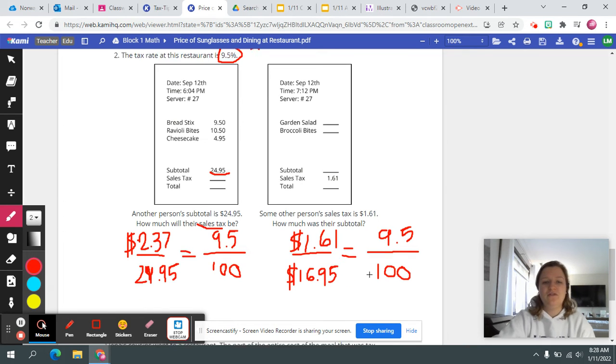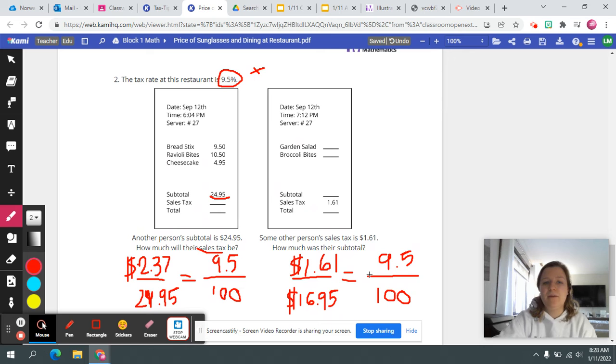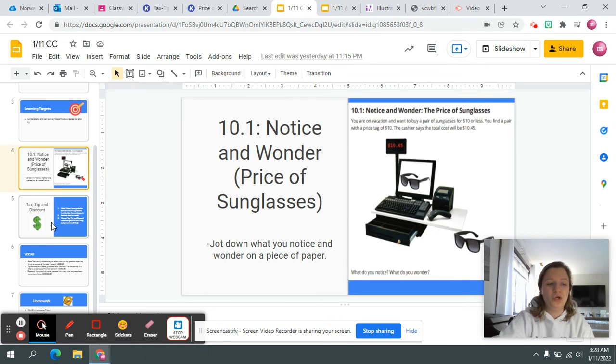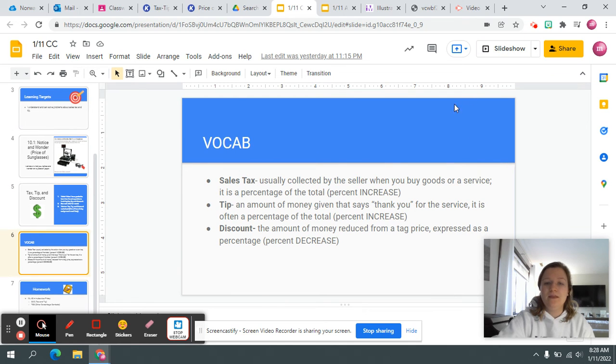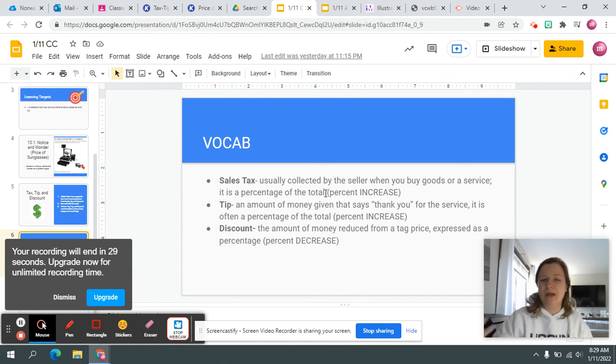All right, so I'm not sure if the video is going to cut me off here, but I'm going to backtrack for a second back to the slides so we can talk a little bit about the words we just mentioned. So here, you'll see it says sales tax, usually collected by the seller when you buy goods or a service. So for example, in the problem we just did, the sales tax was 9.5% of the total, and then it's added on. So it's more money that you have to pay. The tip is an amount of money given that says thank you for the service. So that's also a percent increase.